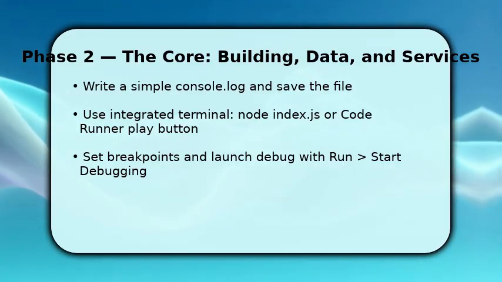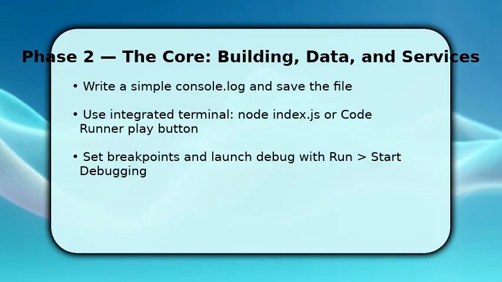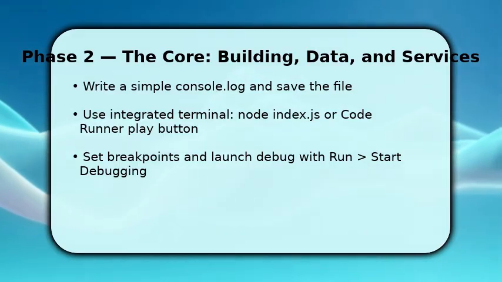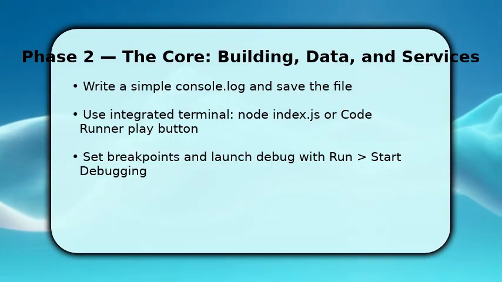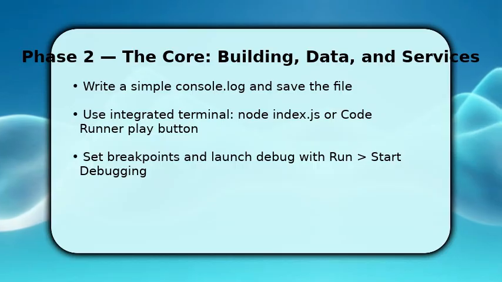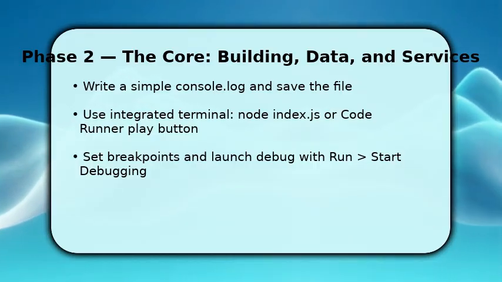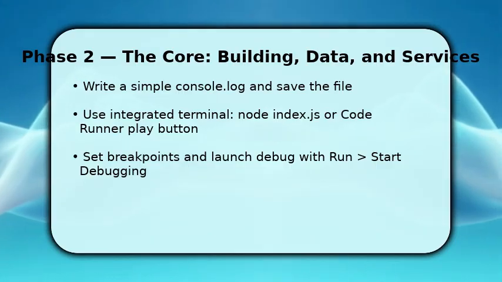If you prefer, use the Code Runner extension play button for quick execution. It pipes output to the output pane. For deeper inspection, set breakpoints in the gutter, open Run and Debug, and launch the Node.js configuration. This lets you step through lines, inspect variables, and understand execution flow. Perfect for catching logic errors and learning why a result appears the way it does.